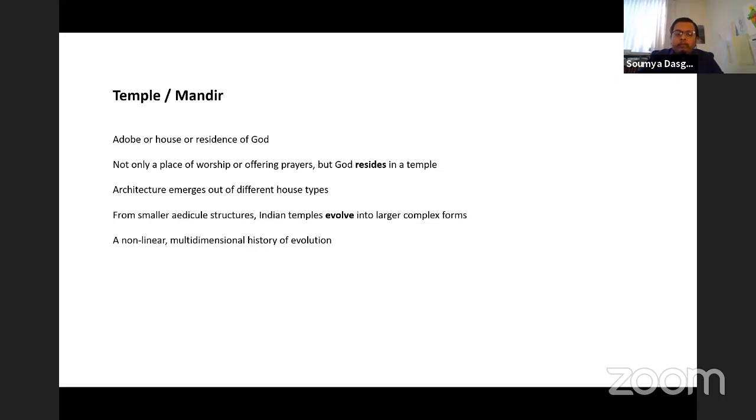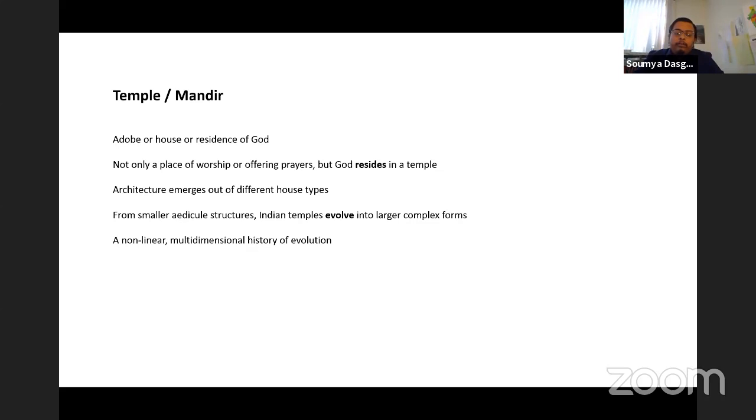From smaller aedicule-like structures, from smaller shrines, which were mostly made of wood, not existing today anymore, Indian temples evolve into larger complex forms. Either they become rock-cut temples, we will see some examples, or they become stone masonry temples. And in some cases, they also have a mixture of stone and brick.